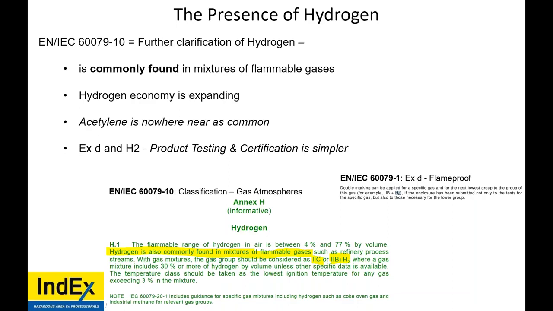Next slide. Oh, also under 6079-1 for EXD, double marking can be applied for a specific gas. So 2B plus H2, if the enclosure has been submitted only for the test of the specific gas, but also to the necessary of the lower group. So there's no need to test to 2C, specifically hydrogen, acetylene.